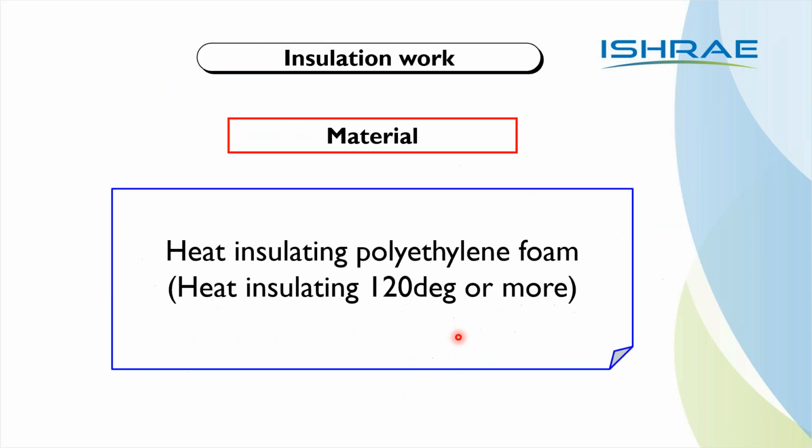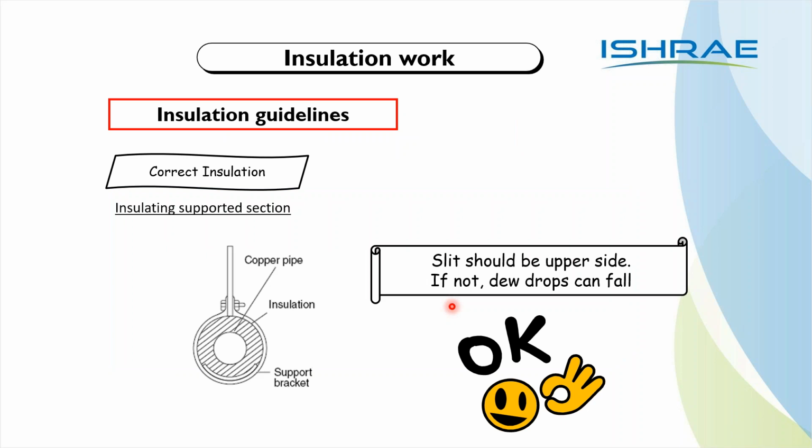So the material used, you will have to use a proper recommended material: nitrile rubber or a foam material with heat insulation of more than 120 degrees. Again, refer to the manufacturer specification for this, based on the thickness. The thickness also varies based on whether it is hard drawn or soft drawn, whether it is 13 mm, 19 mm, 20 mm or 24 mm.